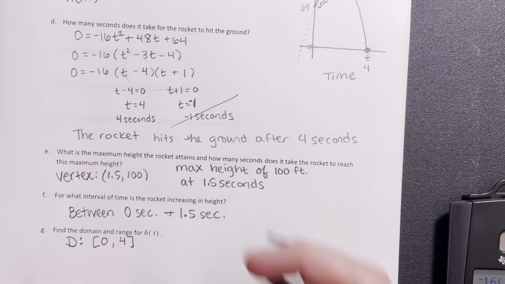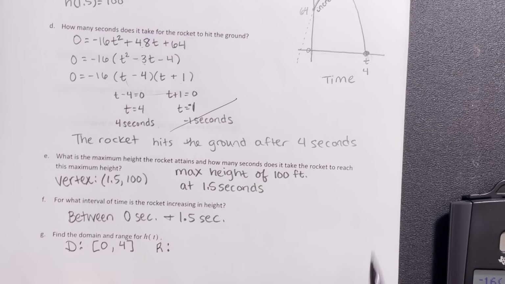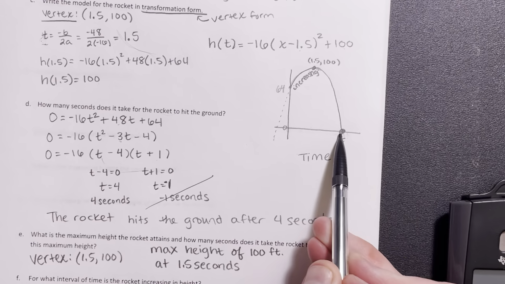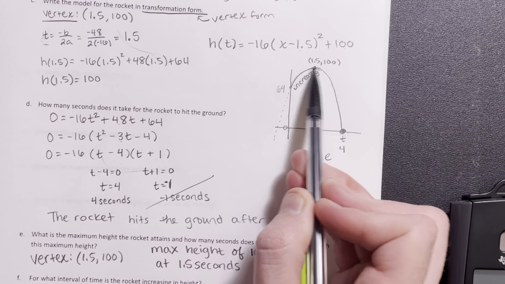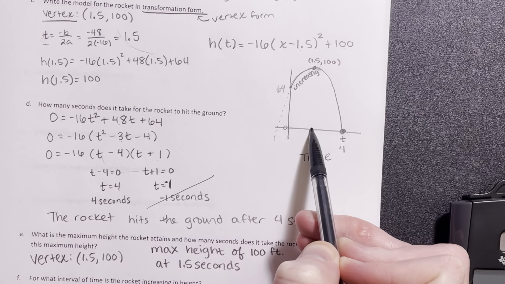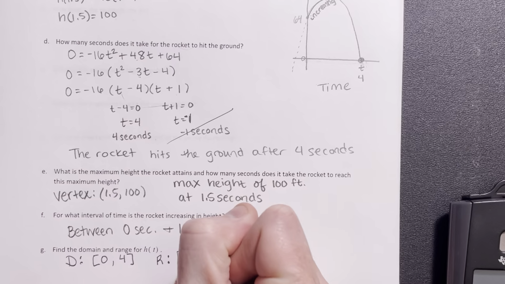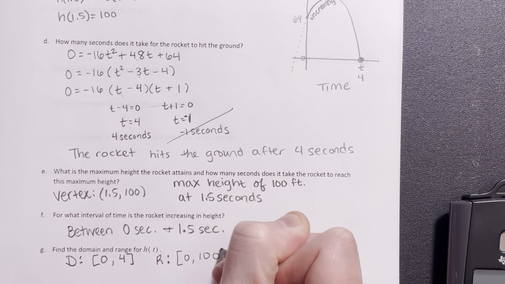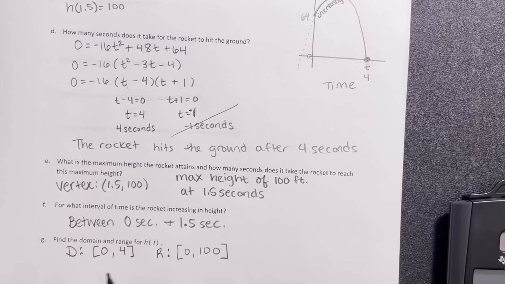The range of the function, the outputs: the rocket's not going to go below the ground. Once it hits the ground, it hits the ground. But it's going to reach its maximum height of 100. So its y values, or the outputs, would be from 0 to 100. When you have a word problem, we will have to think about what's called the practical or realistic domain and range.